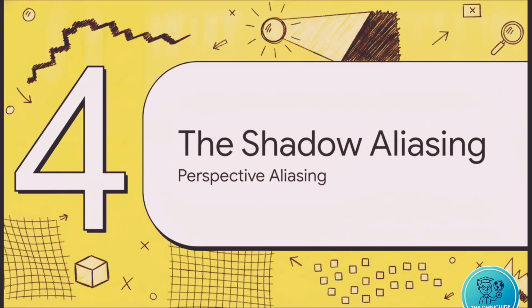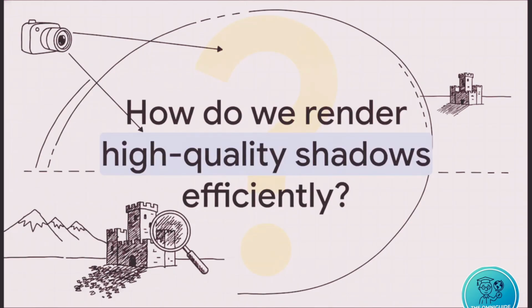Okay, Section 4, the shadow aliasing problem. Now that we've tamed the macro architecture and memory management, let's take a breath, zoom in a bit, and look at a notoriously difficult micro-rendering task where all this tech really shines, rendering shadows. So, how do we render high-quality shadows without completely tanking performance? This is the million-dollar question for graphics engineers.